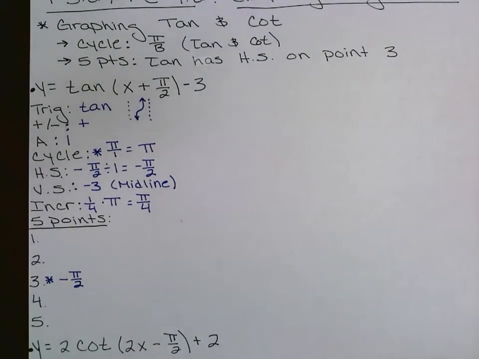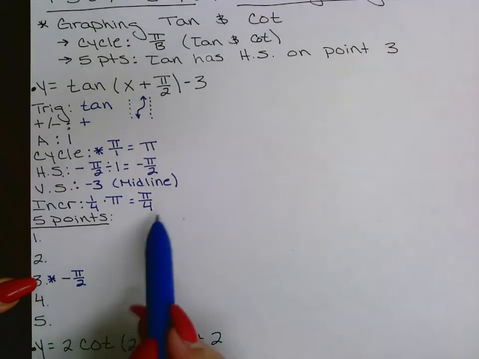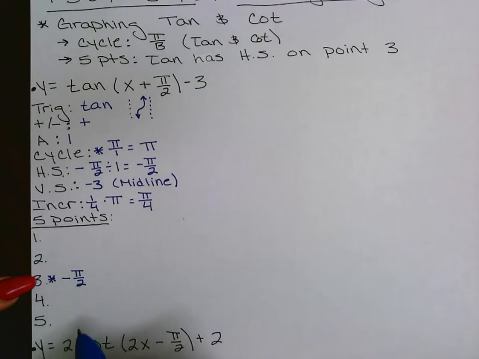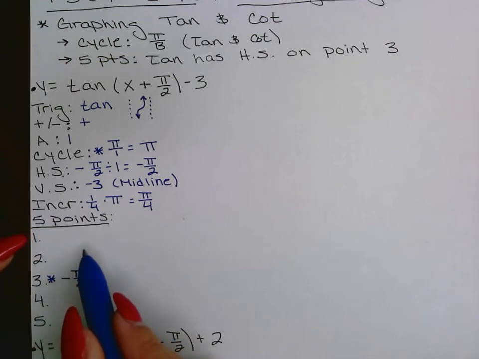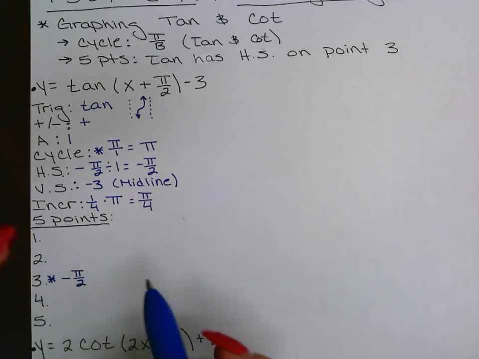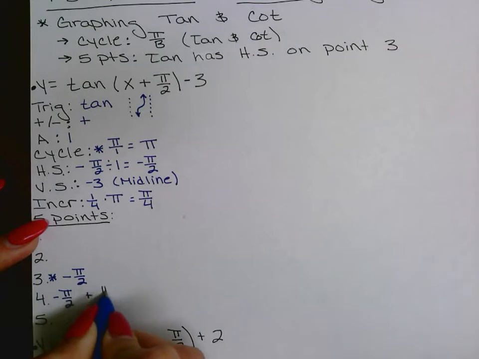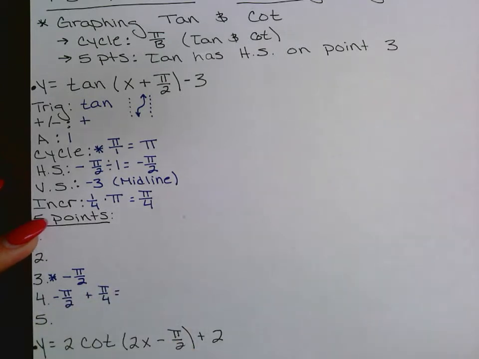So now we're ready to work on our 5 points. Because I'm starting with point 3, remember my increment is how much I move to the following point. What do you think we're going to do with our increment to get to point 4 and 5? We're going to add the increment. How about to get to point 2 and 1? We're going backwards, so we're going to have to subtract the increment. So for point 4, I'm going to say negative pi over 2 plus pi over 4. I need a common denominator.